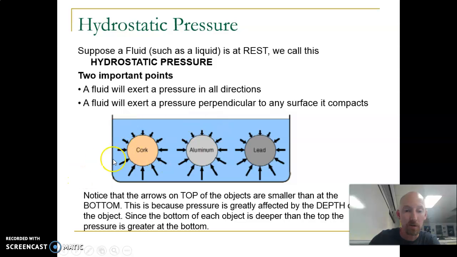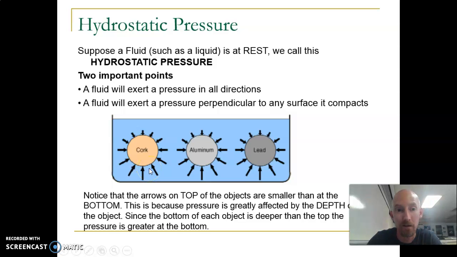Look at this picture. This is a kind of a big deal, and it took me by surprise a number of years ago when I started teaching this course that the arrows on the top are smaller than on the bottom because the pressure is different on the bottom than on the top. I remember getting this wrong and being angry about it. Pressure up here is less. The further you go, the more pressure there is.